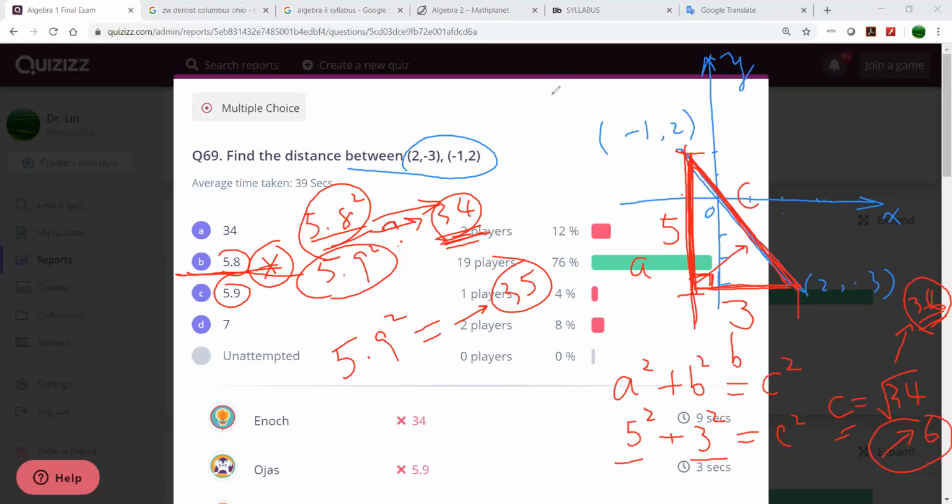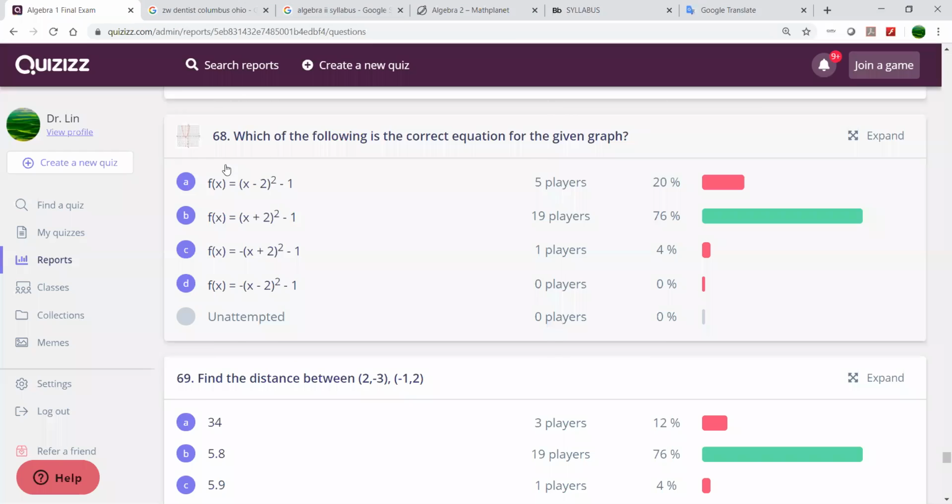Okay. Anyone have a question about this part? No. Okay. Let's move on to the next one.